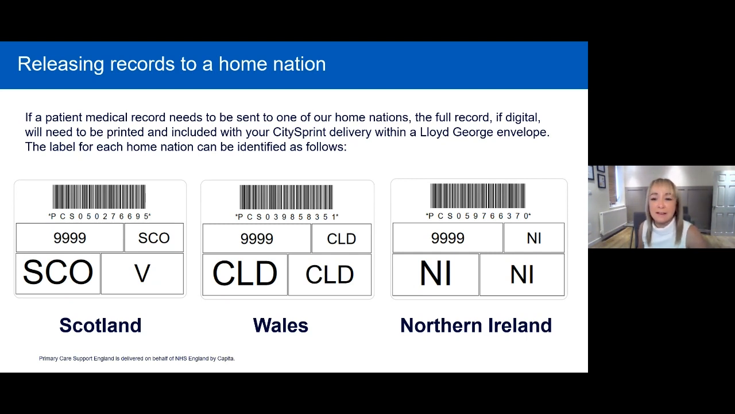If you need to identify a label that's for a home nation, you'll see that it's got an abbreviation just in this area. So you've got SCO for Scotland, which is also available here as well, and then you've got Wales and Northern Ireland. Once you are satisfied that you need to print and send a label, you can print the full record and bag it as you would with any other record movement and send it within your next Citisprint delivery.